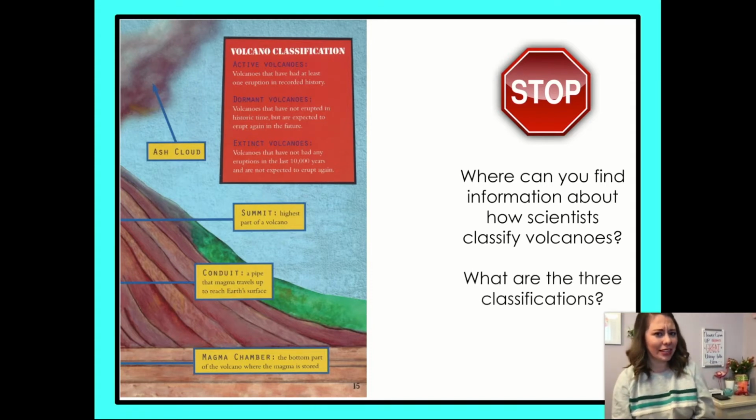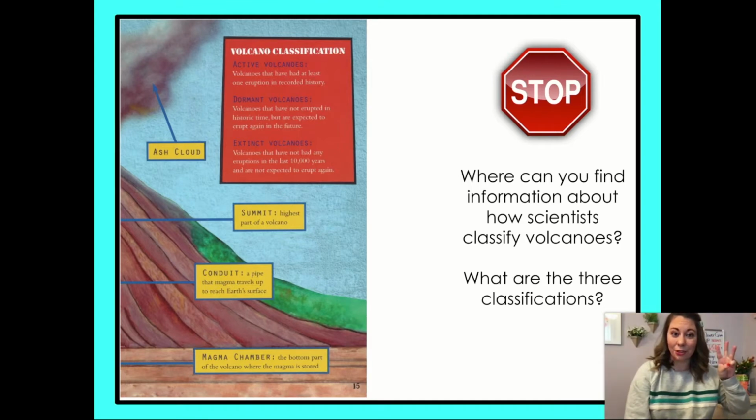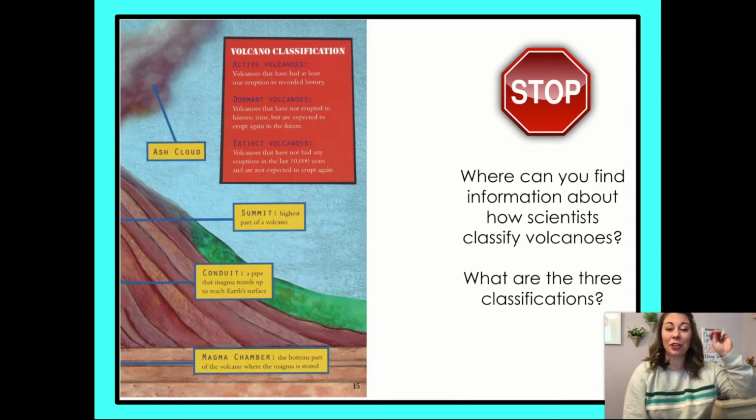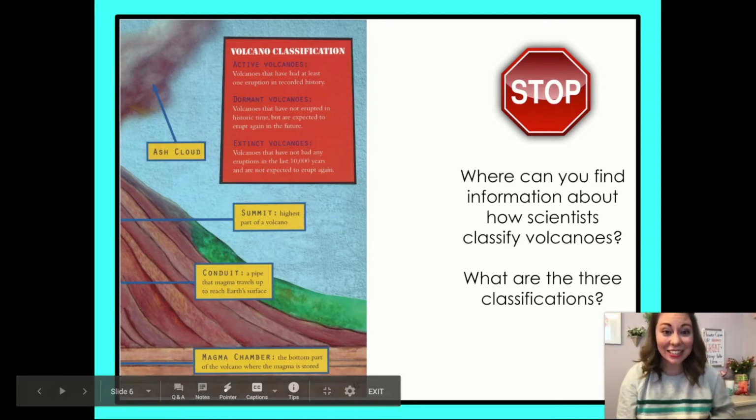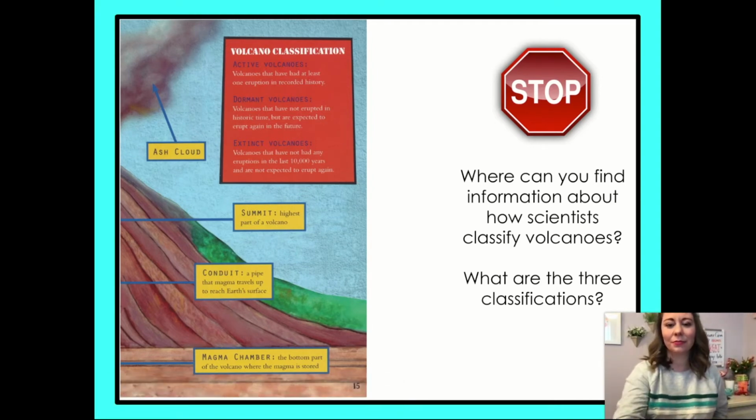And what are those three classifications? We're using details from the text, friends. All right, what's the first one? The second one? And the third one? Right, so we have active, dormant, and extinct. Again, we are looking right here in this red box. I'm not having to make anything up off the top of my head. I can look right in the text to find those answers.